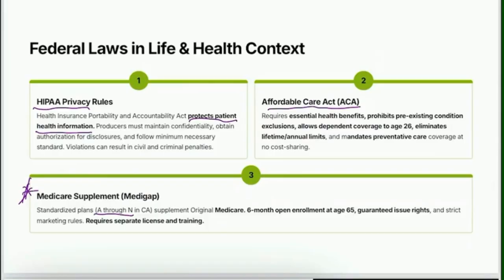The 6-month open enrollment period is at age 65. So from the day the person turns 65, they have a 6-month open enrollment window with guaranteed issue rights and strict marketing rules. It does require separate licensing and training. Whenever we're dealing with the senior public, they always get extra rights, extra requirements, usually some extra training required as well.